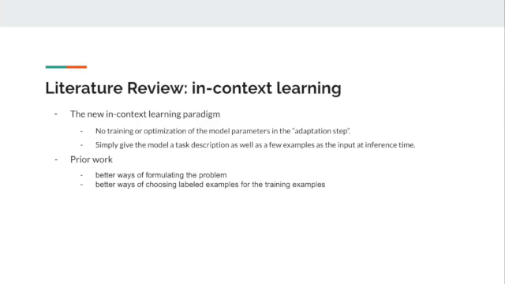The new in-context learning paradigm does not require any training or optimization of the model parameters in the adaptation step. We simply give the model a task description as well as a few examples as the input at inference time. In terms of prior work, in-context learning has been the focus of significant studies since its introduction. Prior work proposes better ways of formulating the problem, choosing labeled examples for the demonstration, meta-training with an explicit in-context learning objective, and learning to follow instructions as a variant of in-context learning. At the same time, some works report brittleness and oversensitivity for in-context learning.